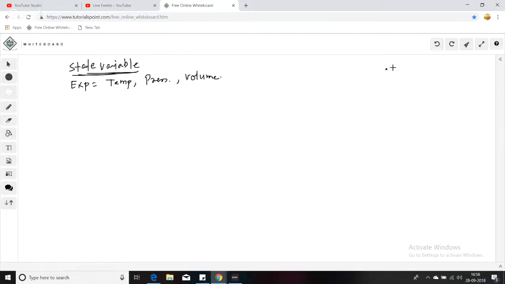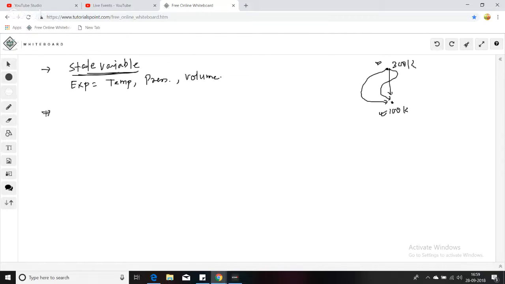Suppose here the temperature is 300 Kelvin, right? And here the temperature is suppose 100 Kelvin. So no matter how we come to this point, whether by this path or this path or this path, whenever you are at this point, the temperature must be 100 Kelvin. Whenever you are at this point, the temperature must be 300 Kelvin, right? So all these are state variables. They depend on the state of the system, at what state the system is, right?